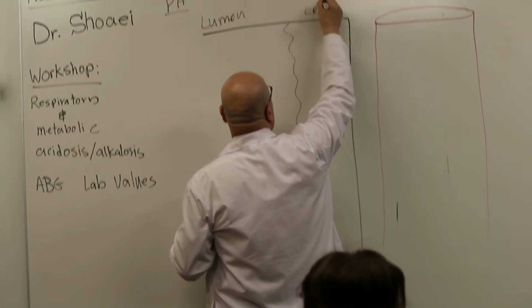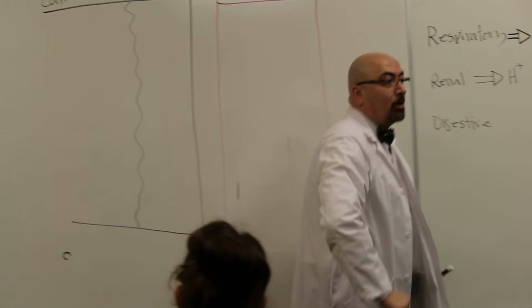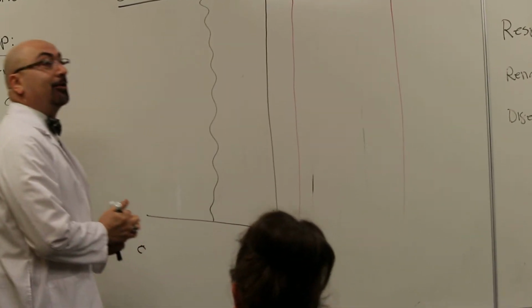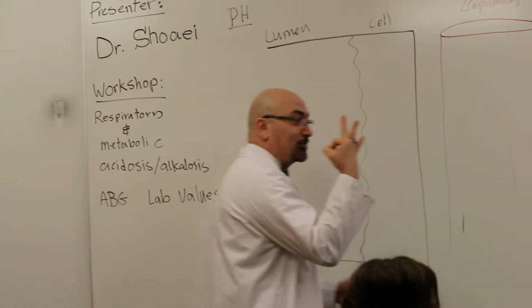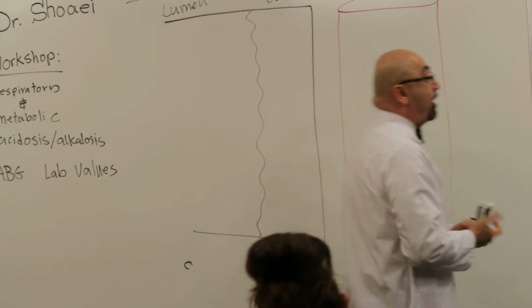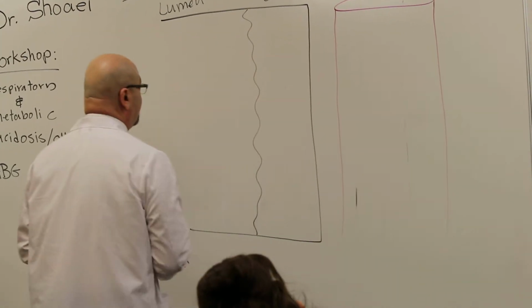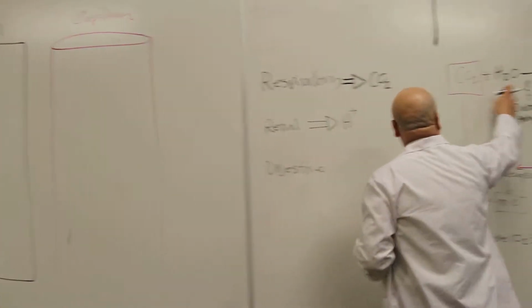So how is it possible for the renal system to manage hydrogen ion? Let's take a look. Okay? There are three possibilities, mainly, to manage hydrogen ion. And that means, I'm going to bring this over here.